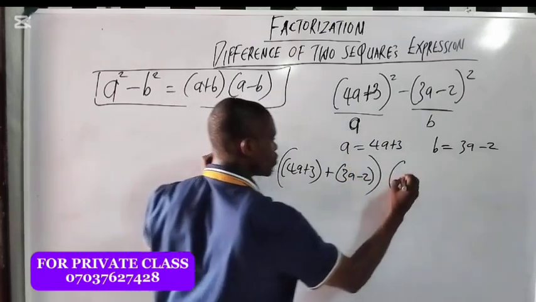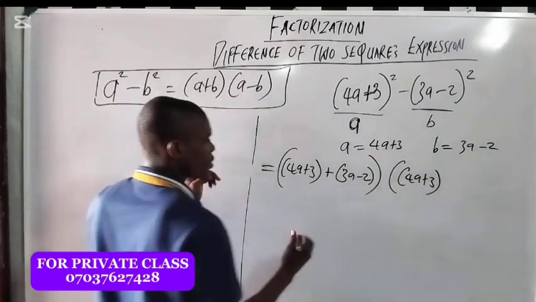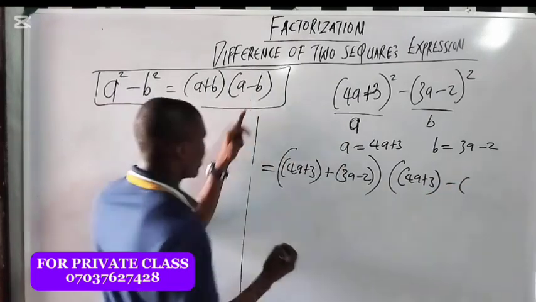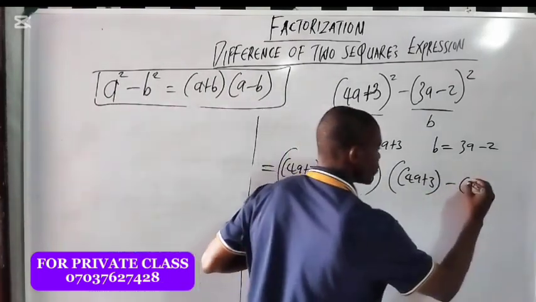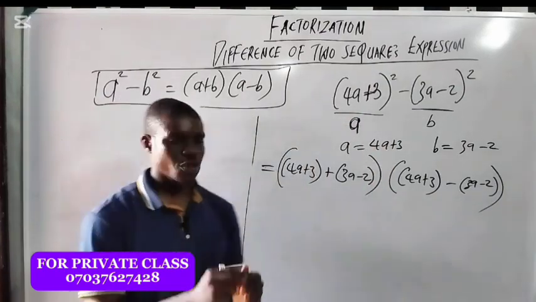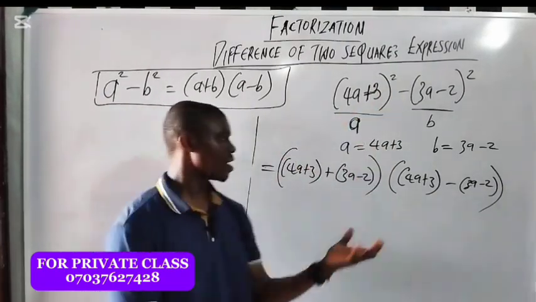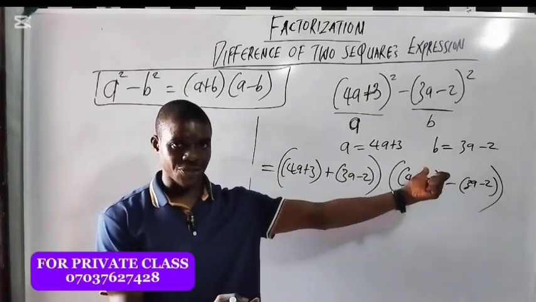4a plus 3. So it should be in bracket, 4a plus 3, right? Minus, here we have minus. B is what? What is b? 3a minus 2, right? You see that? So if you understand this difference of squares, when you have something like this, you don't really need to expand. Apply the formula, you can easily get your answer.